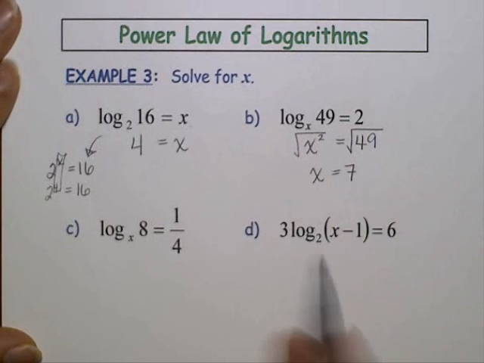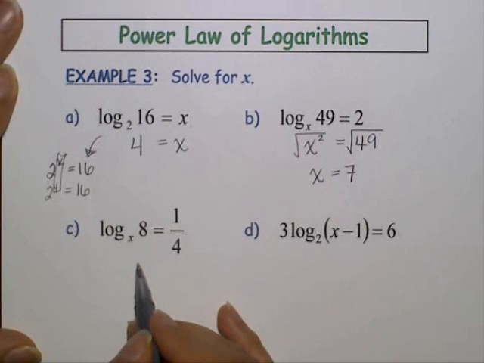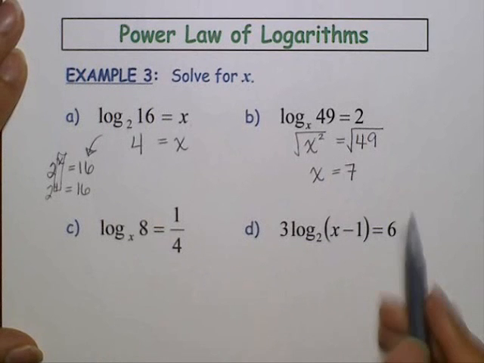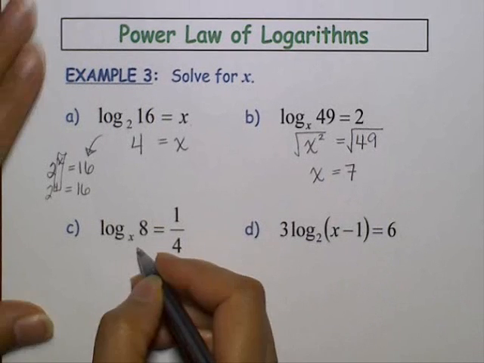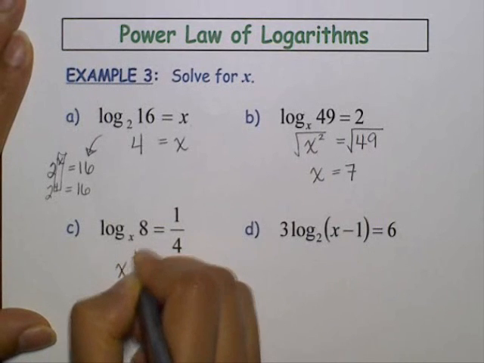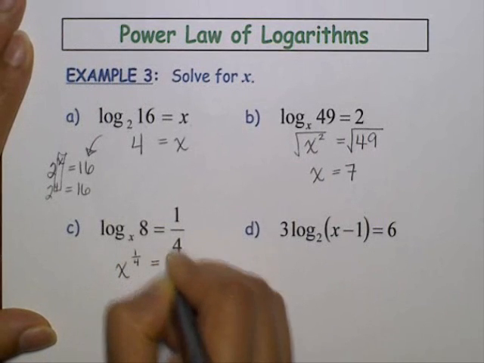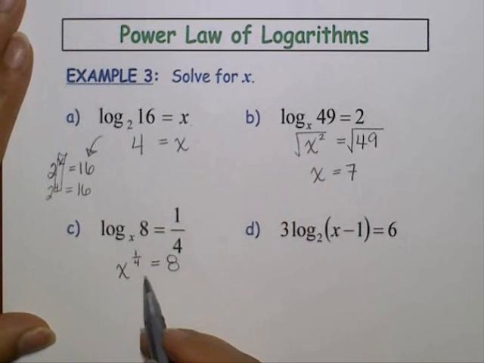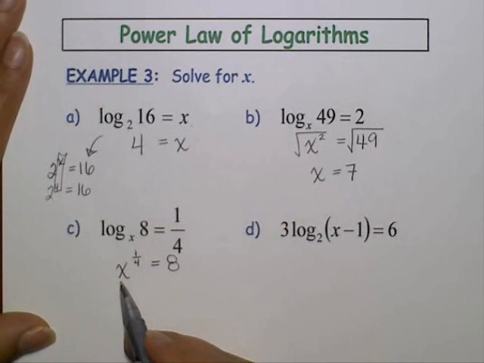Okay, here's our next one. Again, we don't know what the base of our logarithm is. This one's actually a little bit uglier than part B. So let's write this in exponential form to start. So I have x to the exponent a quarter is equal to 8. Now, this one is not as easy. And what you'll notice is that it says the fourth root of x, and if I write this in radical form, this means the fourth root of x is equal to 8.